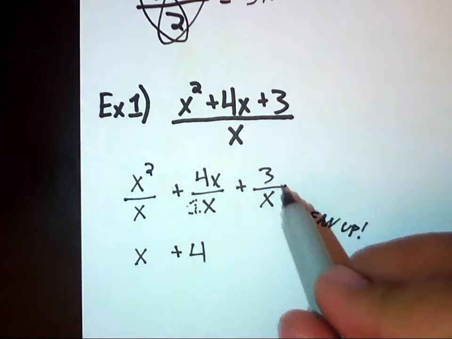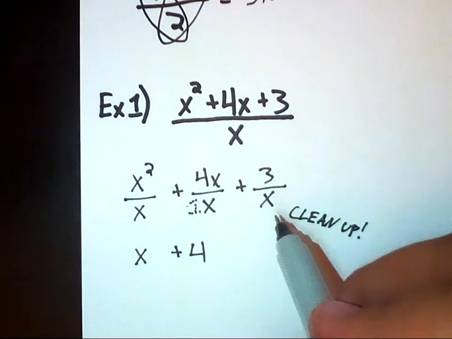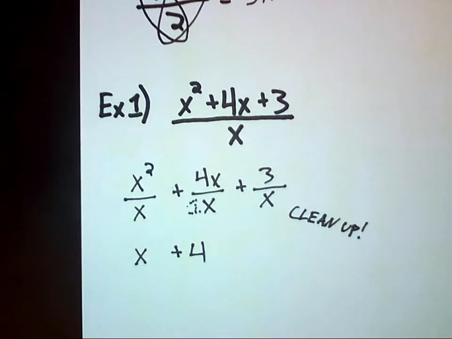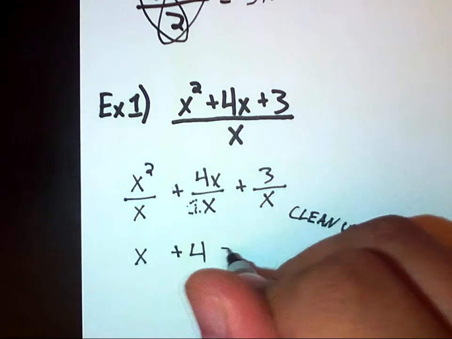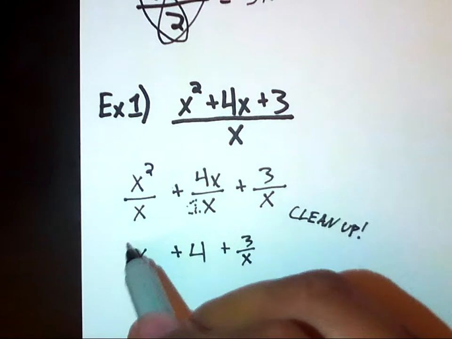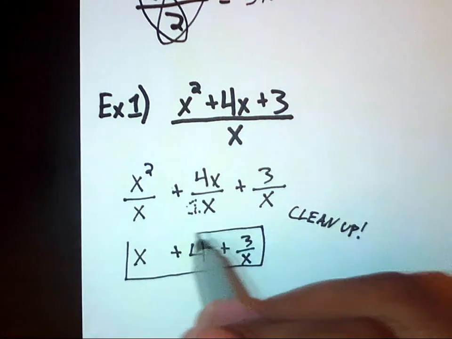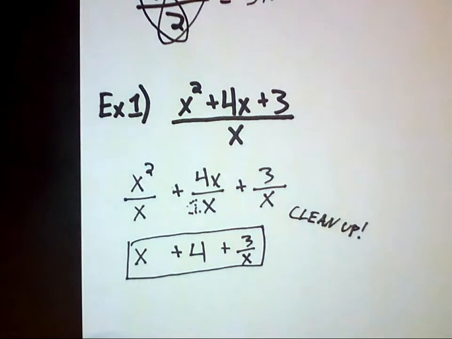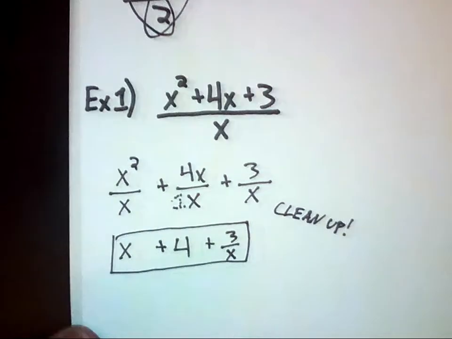So cleaning up, as I mentioned earlier, this is going to get a little tricky. 3 divided by x doesn't clean up. So, to deal with that, we don't. We actually just leave it as a fraction. And this is your answer. Pretty simple. Let's try a different example and give you a different look of what this might appear as.